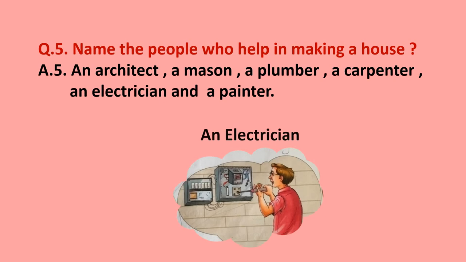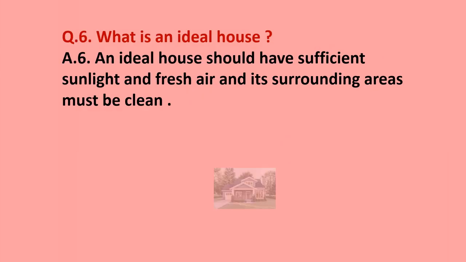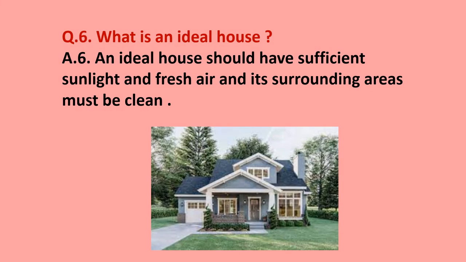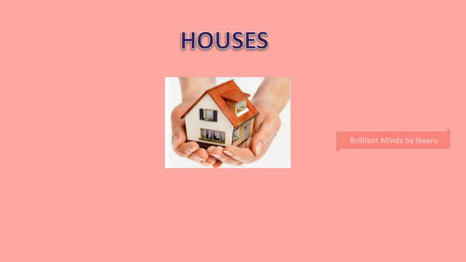Now, question number 6. What is an ideal house? An ideal house should have sufficient sunlight and fresh air, and its surrounding areas must be clean.